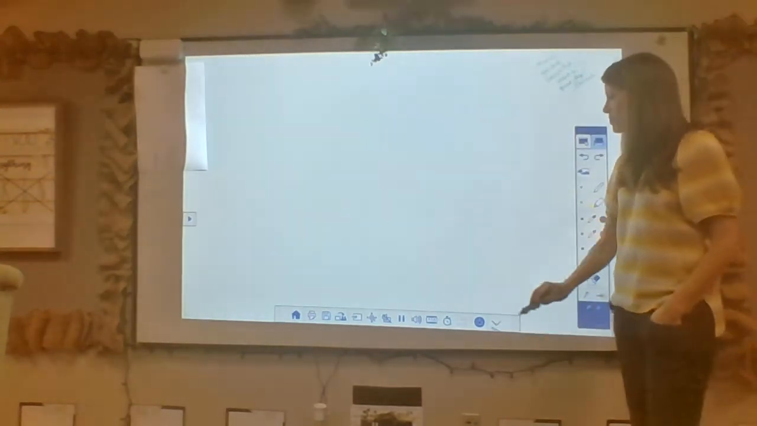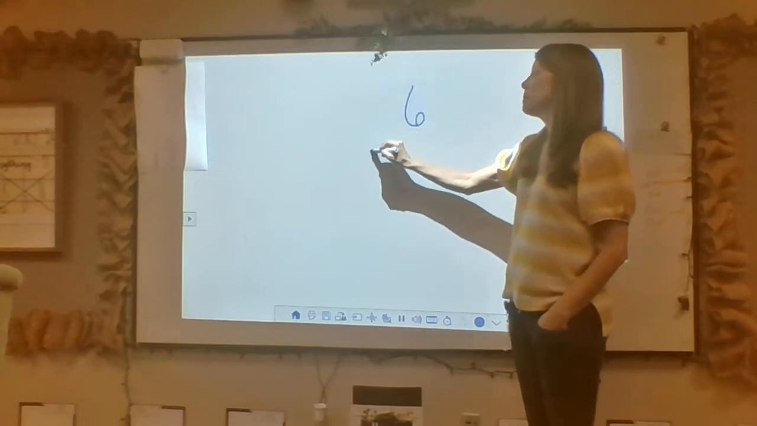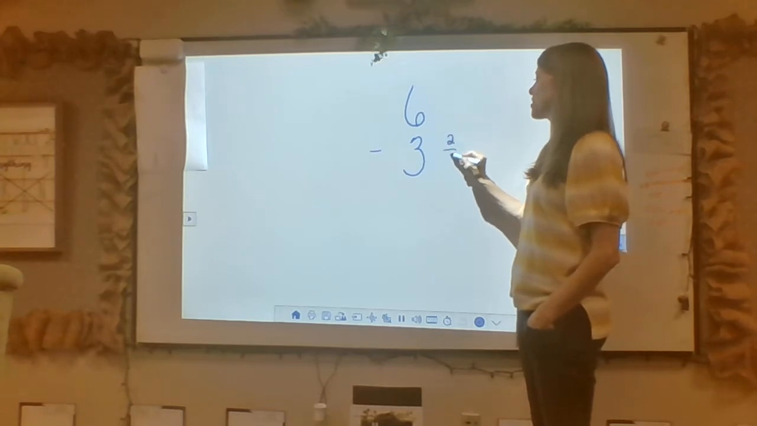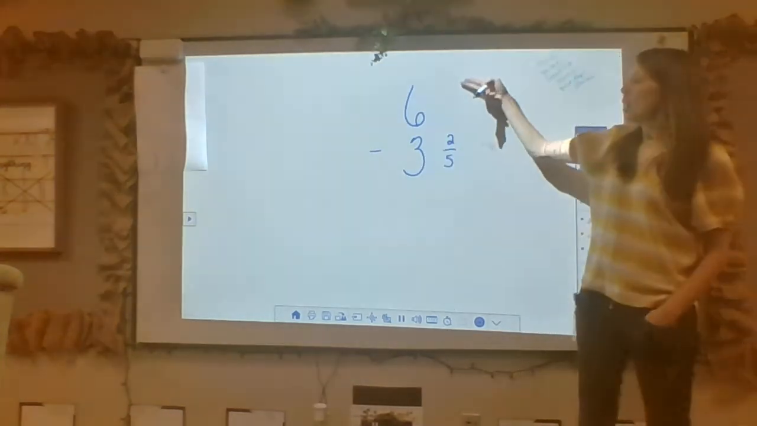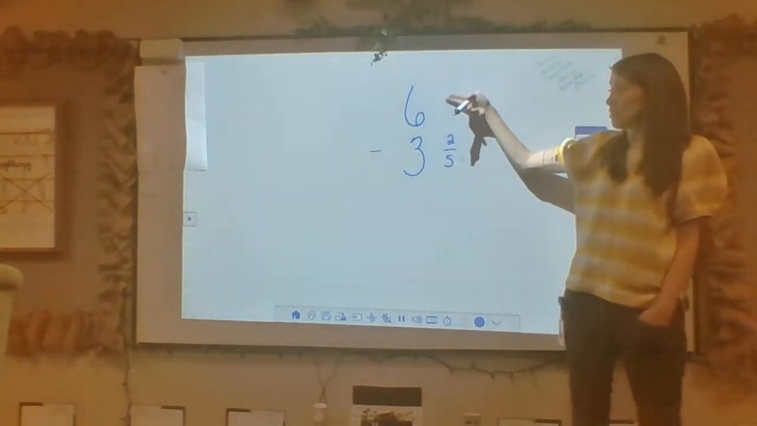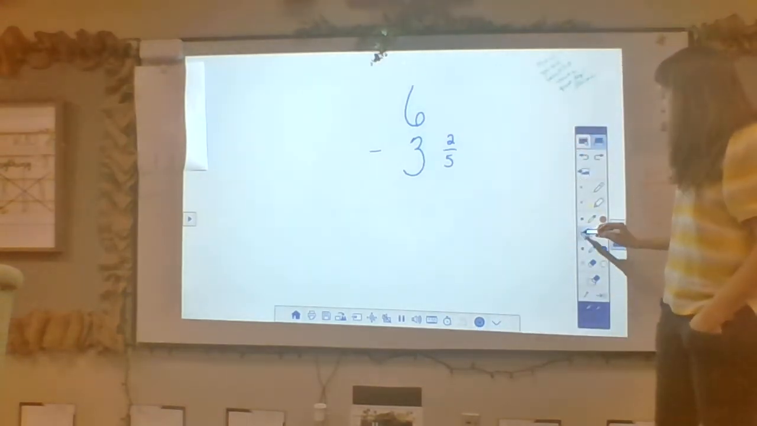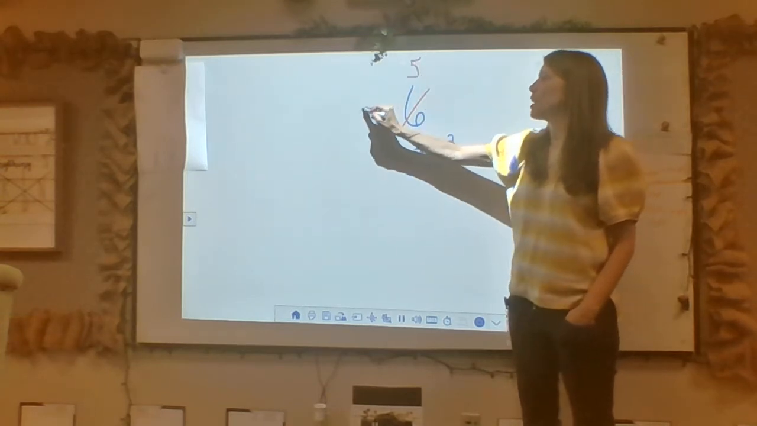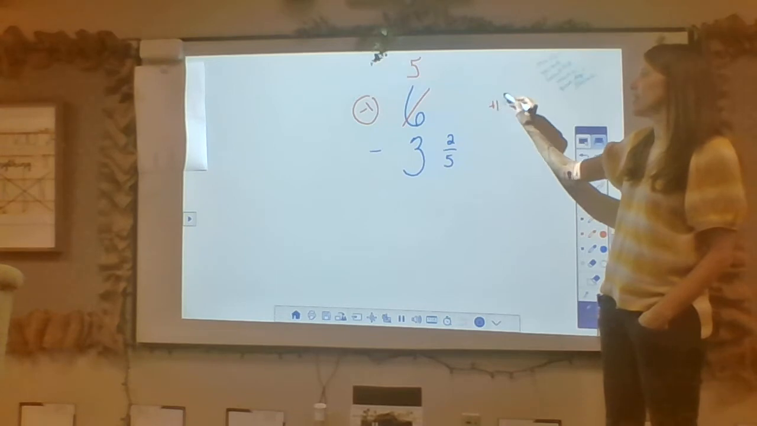But what happens if I have 6 minus 3 and 2 fifths? Let's look at this. How many fifths do we have here? 0. Can we take 0 fifths minus 2 fifths? No. So what do we have to do? We have to borrow. We're going to borrow 1 from here. We're going to take 1 away from this side. And then we're going to add it to this side.